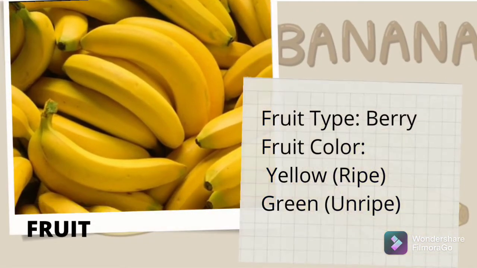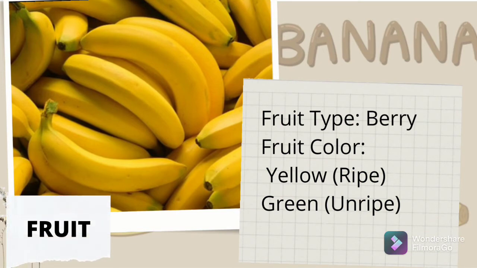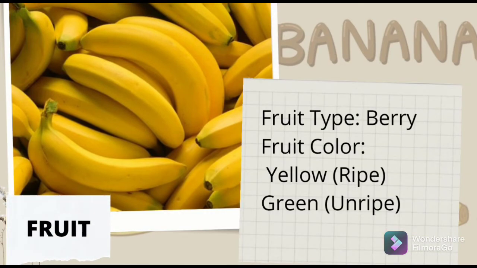Also, let's talk about its fruit. Its fruit type is berry. The fruit color is yellow when it's ripe and green when it's unripe.